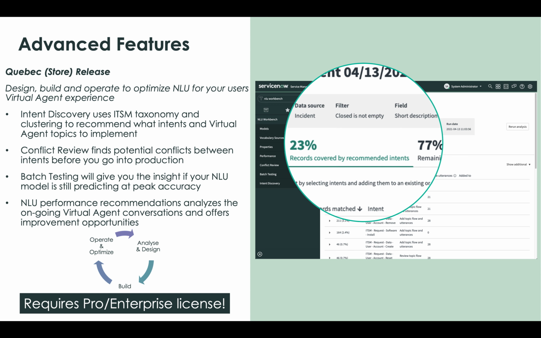So if your organization has a lot of incidents on whether it's VPN, printer issues, email issues, etc., we can recommend what virtual agent topics for you to activate and to use based on that data. We have conflict review. We understand that, again, as your NLU models and intents expand for your organization, we want to give you tools to find potential conflicts between intents before you go into production. So if you have an utterance that is surfacing more than one intent, we don't want your user to experience that, and our conflict review feature surfaces that for you to resolve.